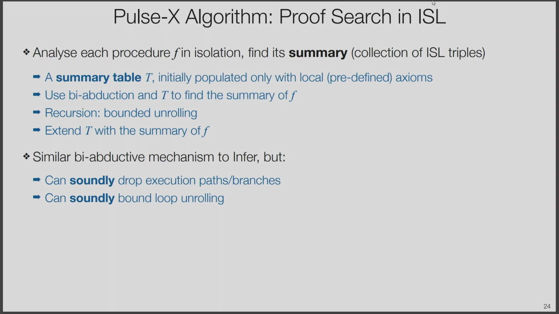And like I said, the bi-abduction mechanism is nothing new. It's exactly the bi-abduction mechanism of Infer, except that we can do two things that Infer couldn't do. Because we are in the under-approximate world, we can easily drop execution paths or branches. Like if you have an if-then-else, you can focus on one branch only. In fact, this is one of the things that you can tune in Pulse X and say, okay, the maximum number of paths that you should consider at any one time, set it to 20 or set it to 50. And we did some analysis on what's the optimal number of branches that you should consider at any one time. Same for loop unrolling. You could just unroll it in a bounded fashion.